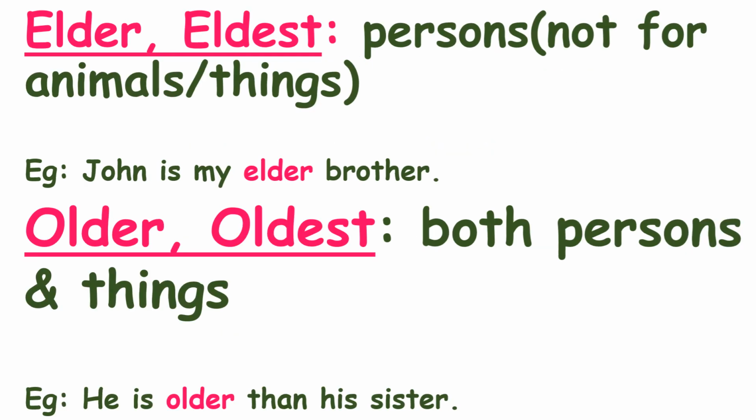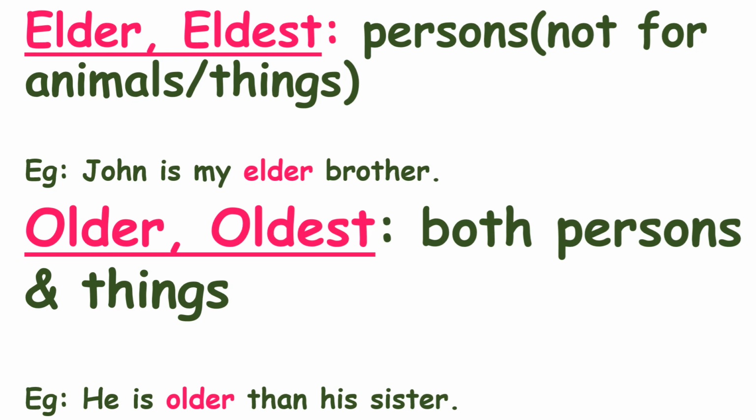Now the next one is elder, eldest, older, oldest. So here you remember, elder and eldest are used only of persons, not of animals or things, and are now confined to members of the same family. Elder is not used with than. Older and oldest are used of both persons and things.